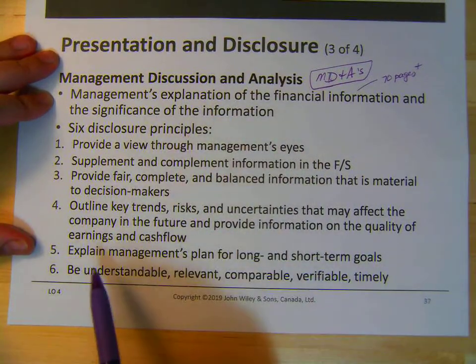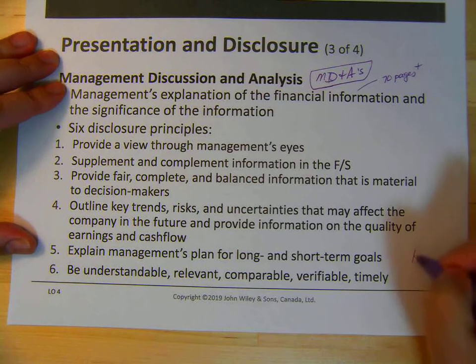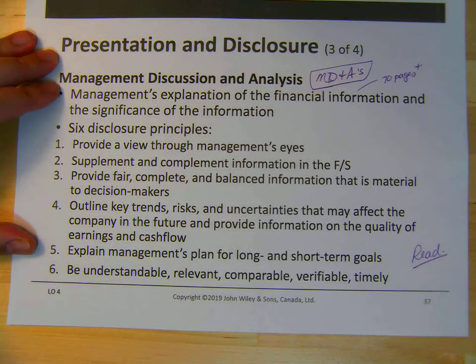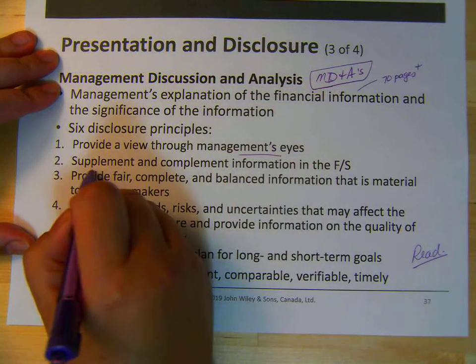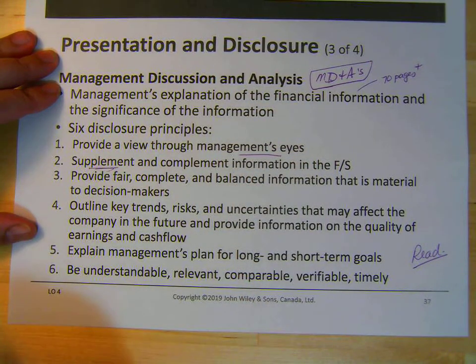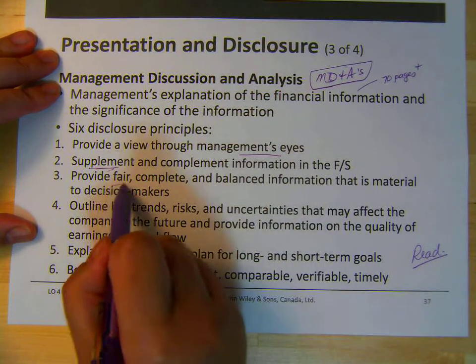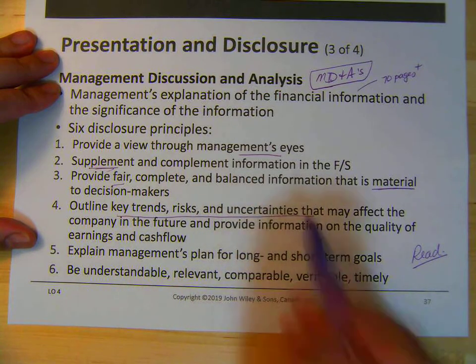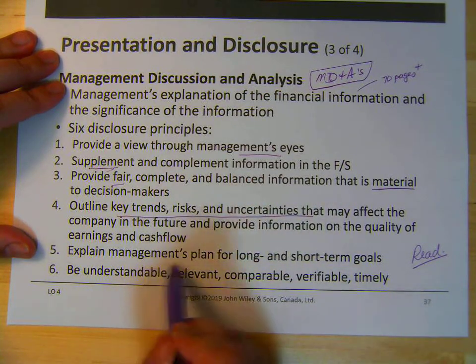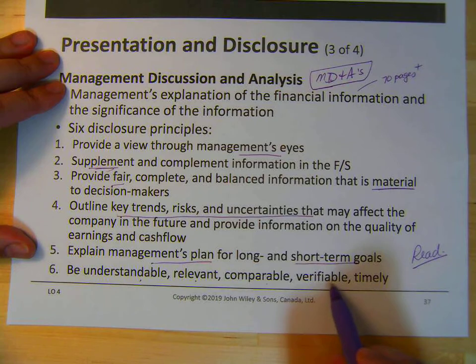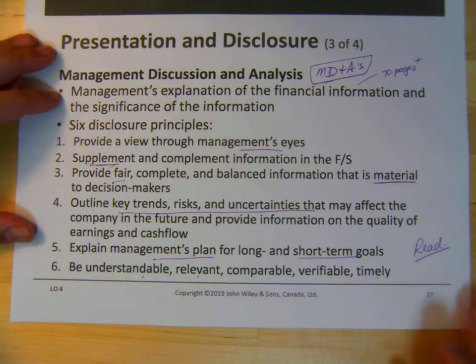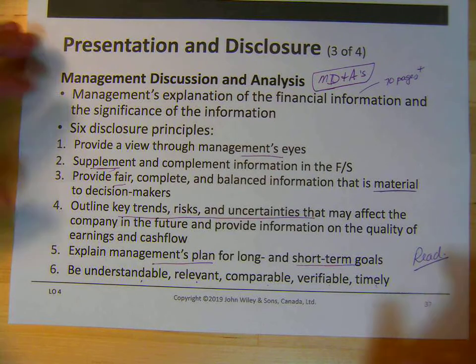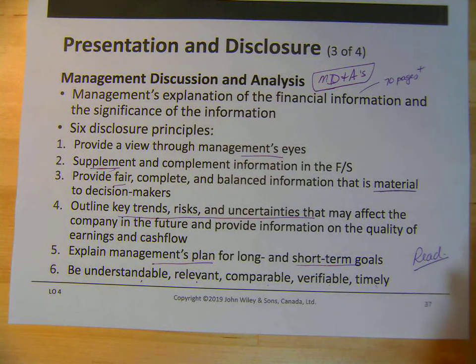There's 6 disclosure principles. You can just read through them. Basically, it's the view through management's eyes. It gives supplementary information. You've got to give fair information that's material to decision makers. Outline key trends, risks, and uncertainties. Explain management's plan for short and long-term goals, and be understandable, relevant, comparable, verifiable, timely. So those are big goals for discussion and analysis that could be 70, 80, 100 pages.